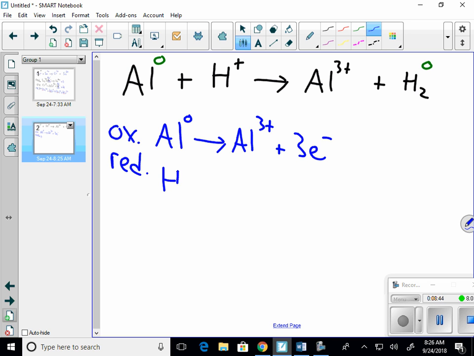Which means the hydrogen ion must have been reduced. To be reduced means you gain electrons. Among other things, notice how in the oxidation equation, the electrons are always on the product side. In reduction, they're on the reactant side because you're gaining them.